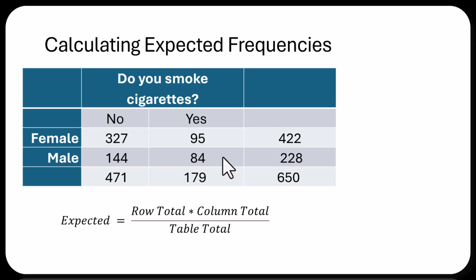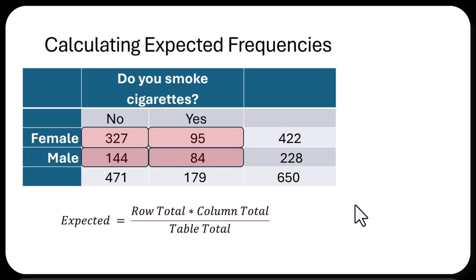So in order to calculate your expected value, we have to multiply the row total by the column total and divide that by the table total. So hopefully you're starting to see why we needed these subtotals. So let's start. We have to calculate the expected frequencies for 1, 2, 3, 4 different boxes. So we're going to have 4 different expected frequencies, and in order to meet this requirement, they all have to be greater than 1, and actually they all have to be greater than 5.